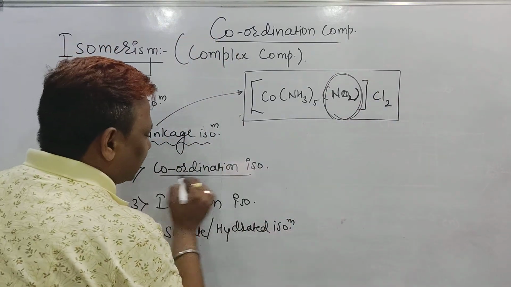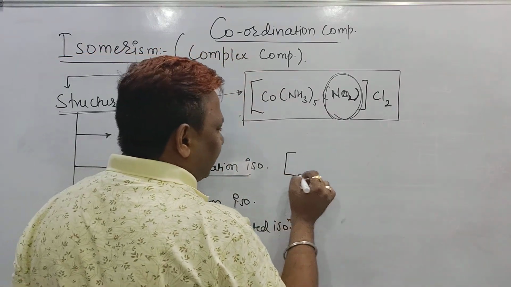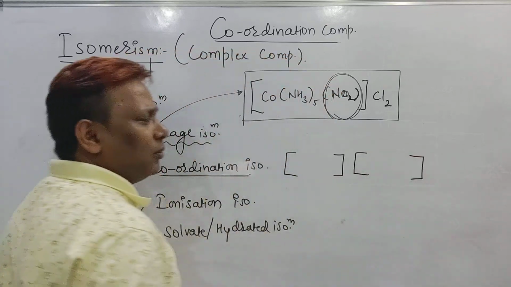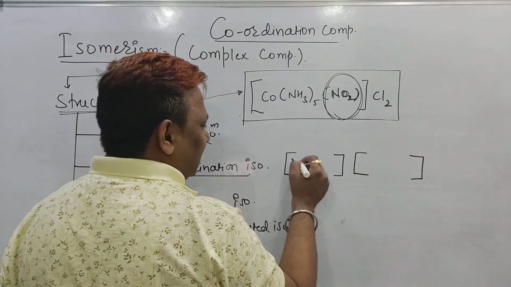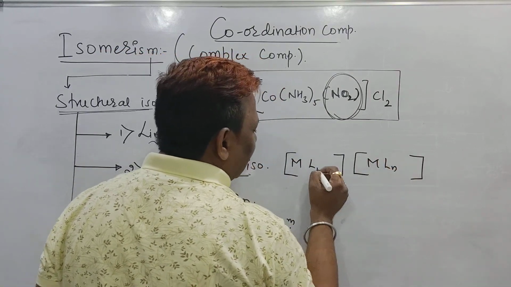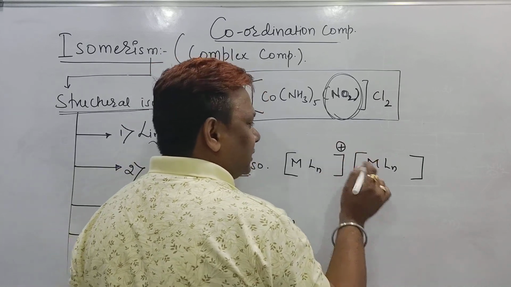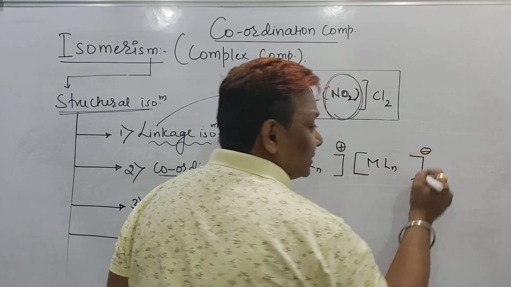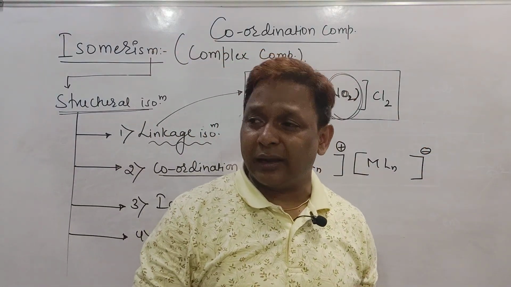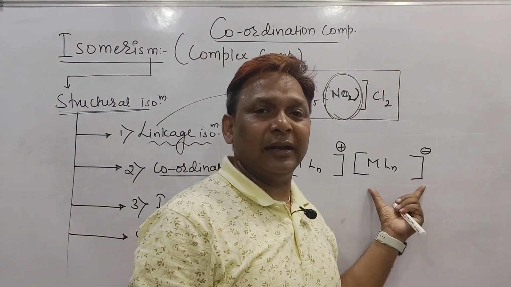Second one, coordination isomerism. A small trick is there. For coordination isomerism, you should have 2 boxes. Check it here, 2 boxes. Here is a metal, here is a ligand, here is a metal, here is a ligand. This first box should be considered positive, the second box negative. How? Because when we write the formula for any salt, we write the positive ion first, followed by the negative ion.